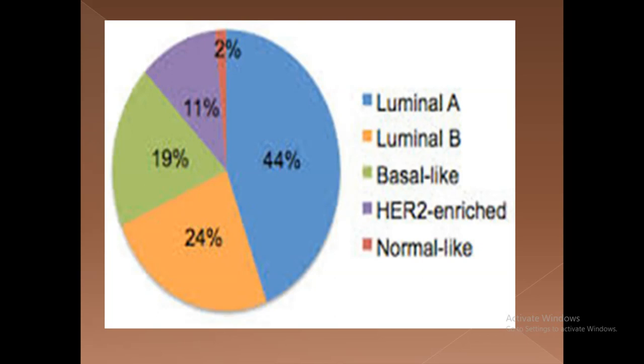This is the percentage of each type of molecular types. Luminal A accounts for about 44%. This is luminal B. This is basal-like. Here we have HER2 enriched, and 2% only for normal-like.